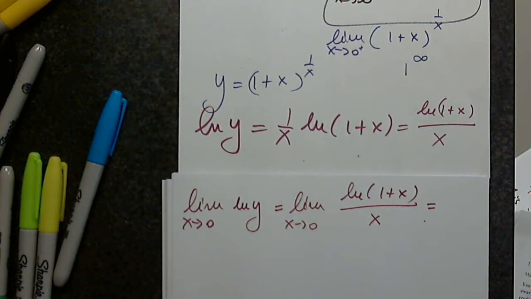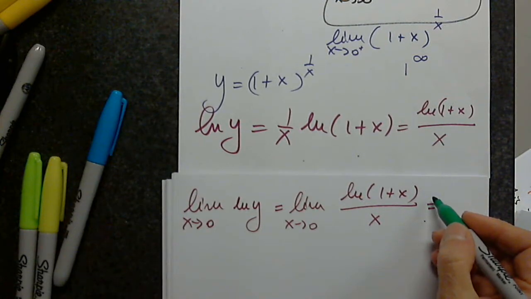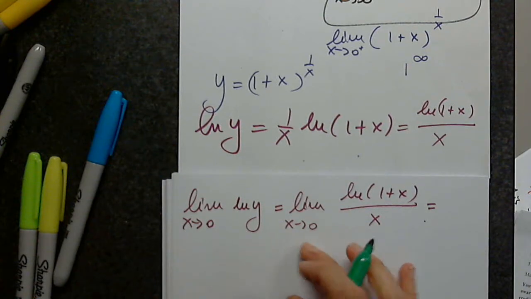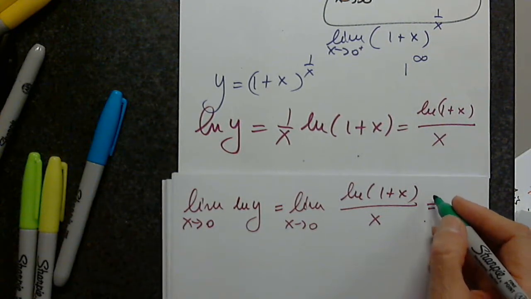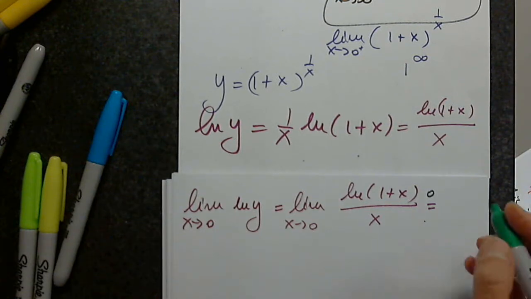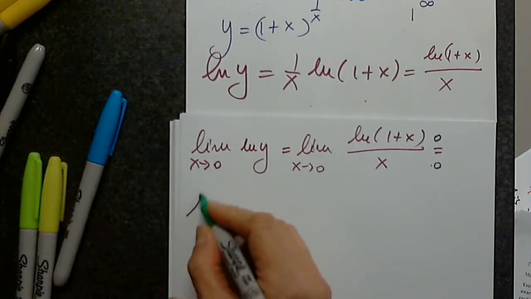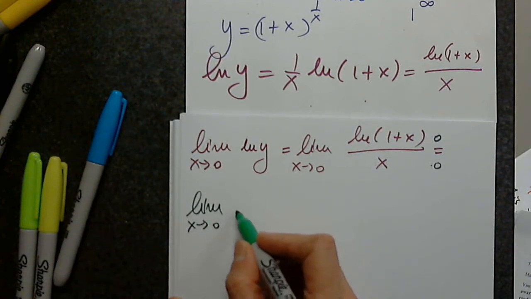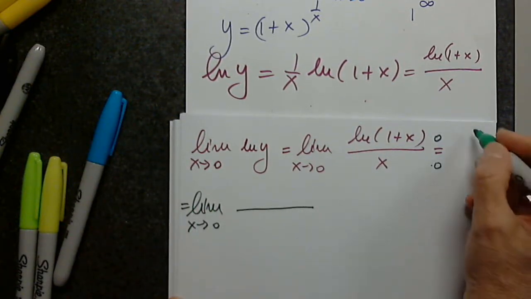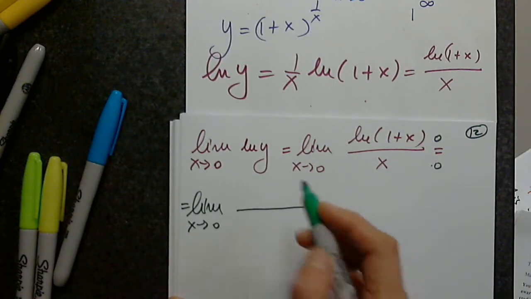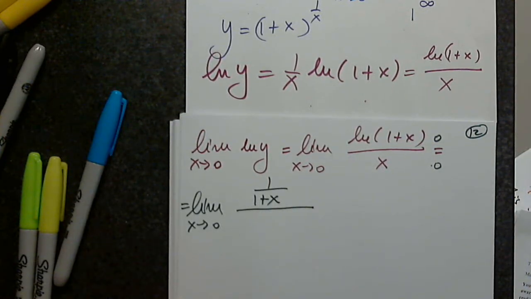This is pretty nice because it's done. When x approaches 0, the top is the natural log of 1, which is 0. Perfect. And when x approaches 0, the bottom is 0 as well. So then I have a limit as x approaches 0. Now I'm ready to differentiate. The top is 1 over 1 plus x times the inner function prime, which is 1, and the denominator is 1, and the answer is 1.